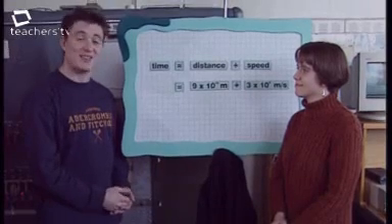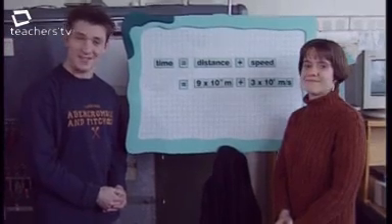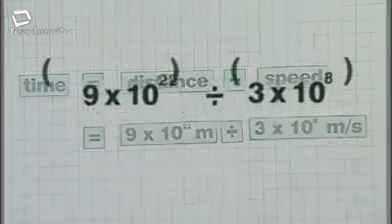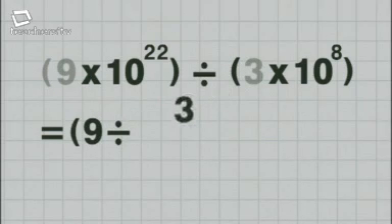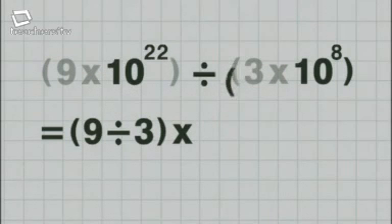Now this is how you divide in standard form. First, rearrange the sum, grouping the ordinary numbers together and the powers of 10 together.